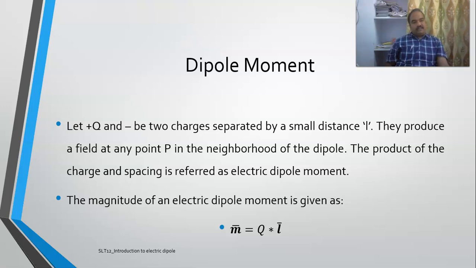Now, this dipole is considered to have some sort of dipole moment. This is predominantly employed in your next lecture problems. So, what is actually dipole moment? Normally, we have studied in the previous classes, we have gone through some point charges, right?